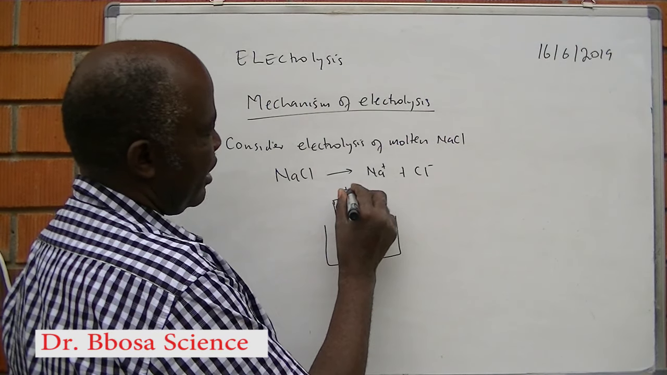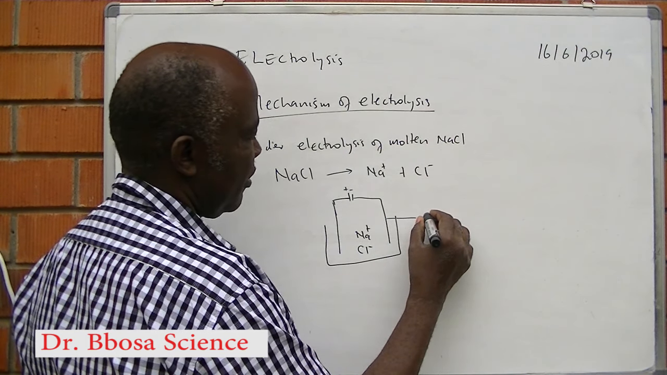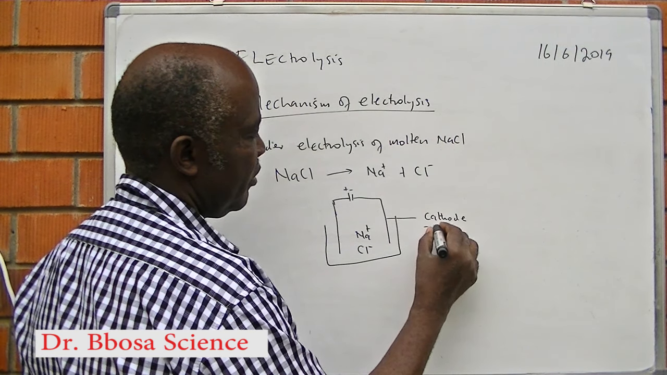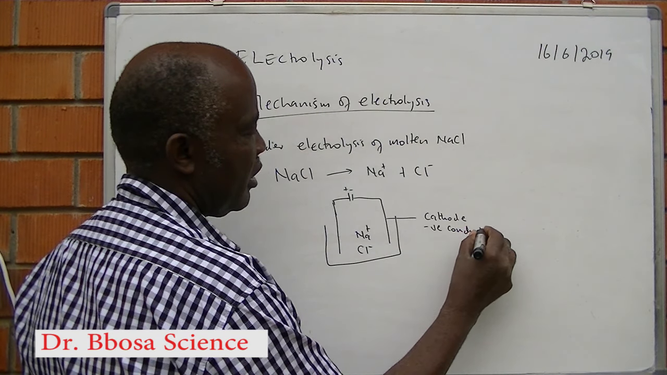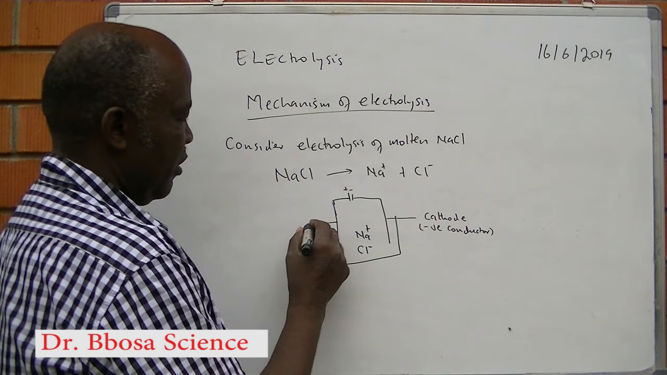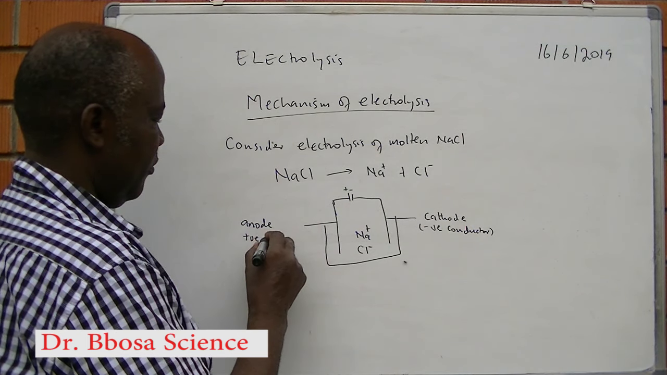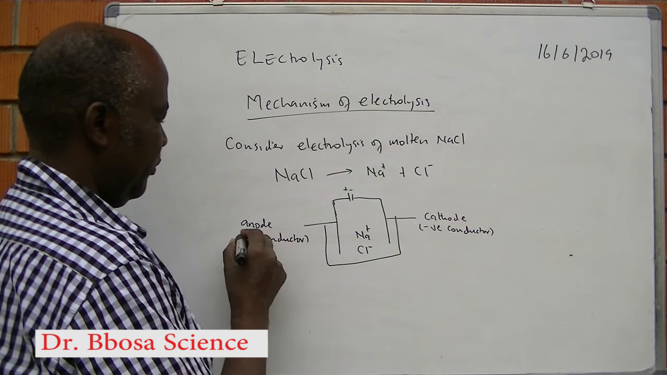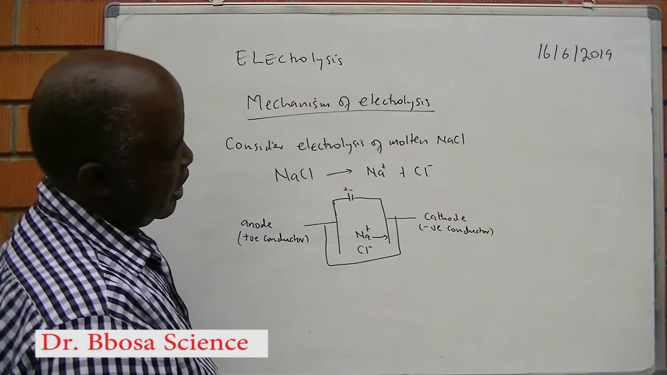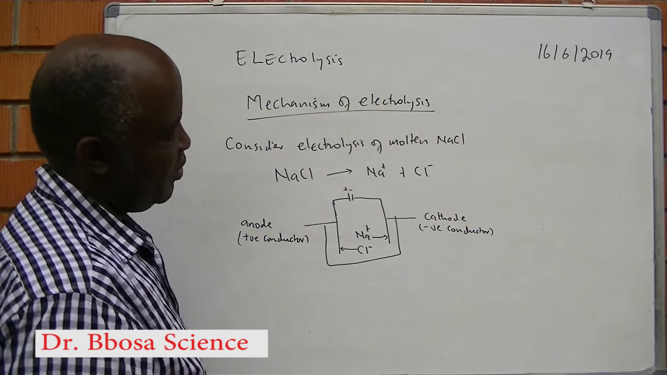The conductor from the negative pole of a cell is called a cathode. A cathode is a negative conductor. Then a conductor from the positive terminal of a cell is called an anode. Anode is a positive conductor. Unlike charges will attract, the positive ions will migrate to the cathode, the negative ions will migrate to the anode.